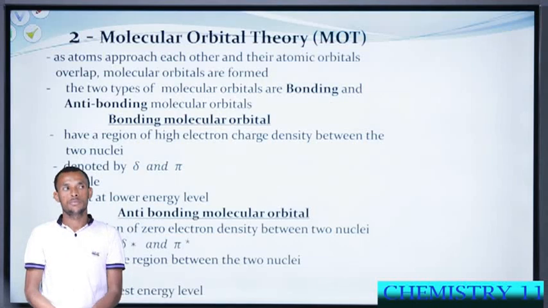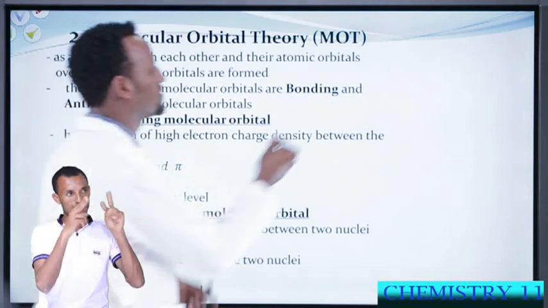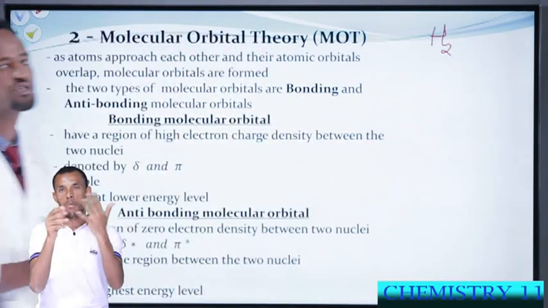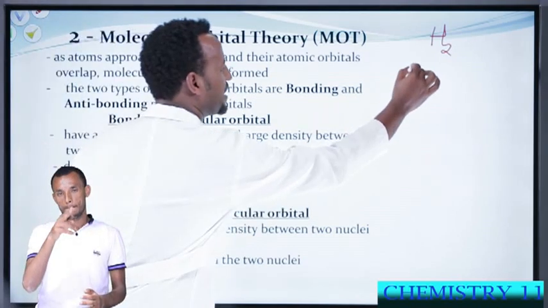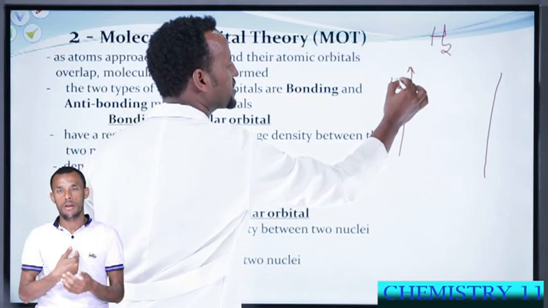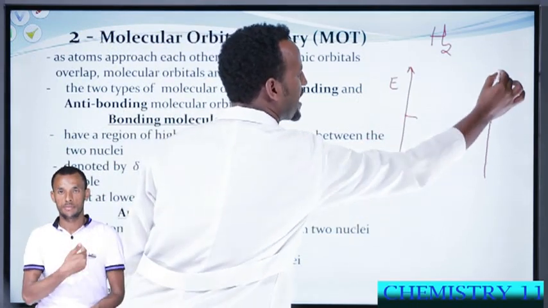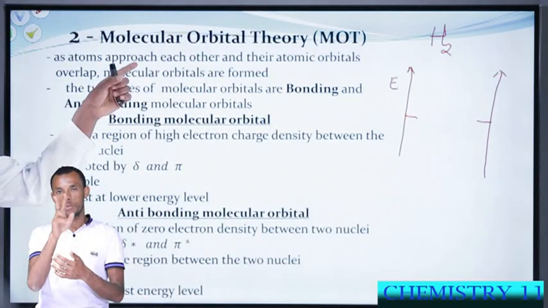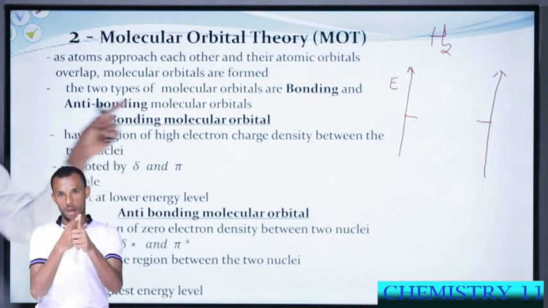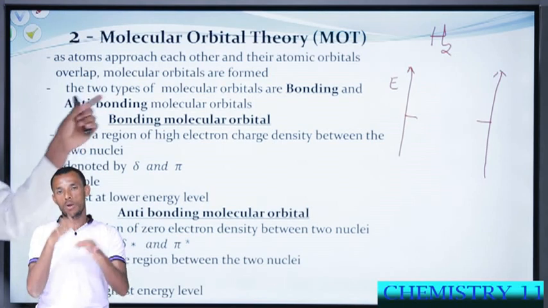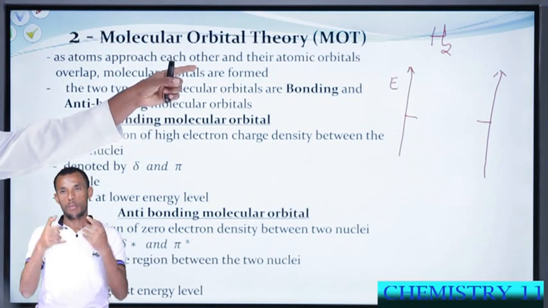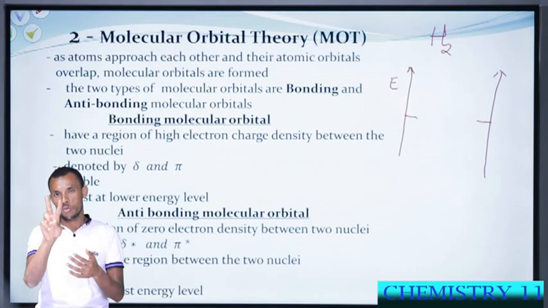For example, in H2, let's take the diagram of H2. You know H2, the hydrogen molecule. Look, the diagrammatic form of H2. Assume this is energy. Energy diagram of H2. Because in molecular orbital theory, two types of molecular orbitals can be formed. One is bonding molecular orbital. The other one is anti-bonding molecular orbital. Look at the difference between bonding and anti-bonding by using a diagram of what? H2, hydrogen molecule.